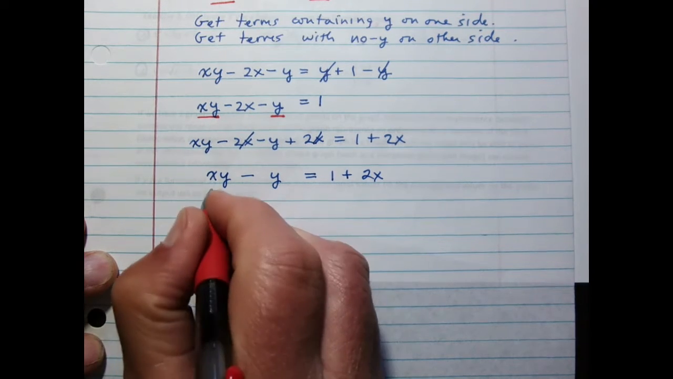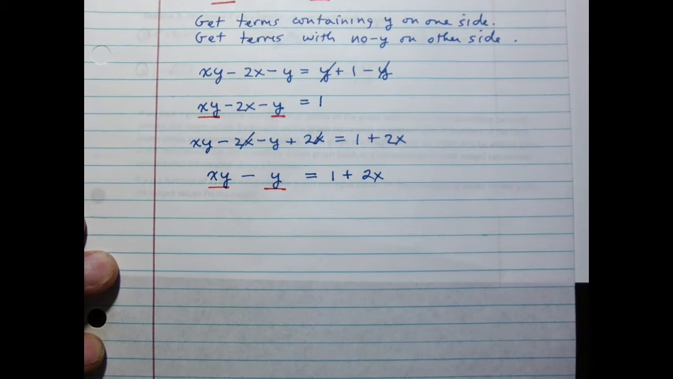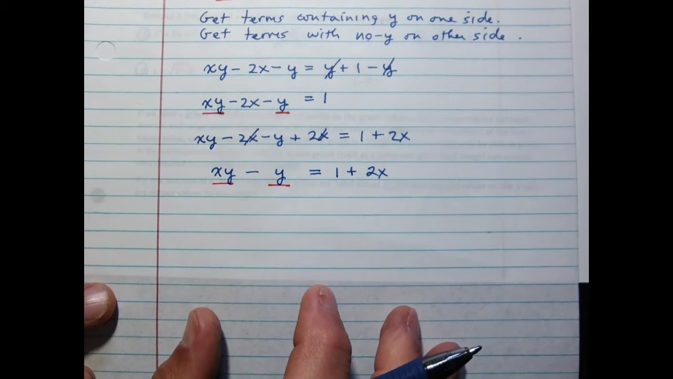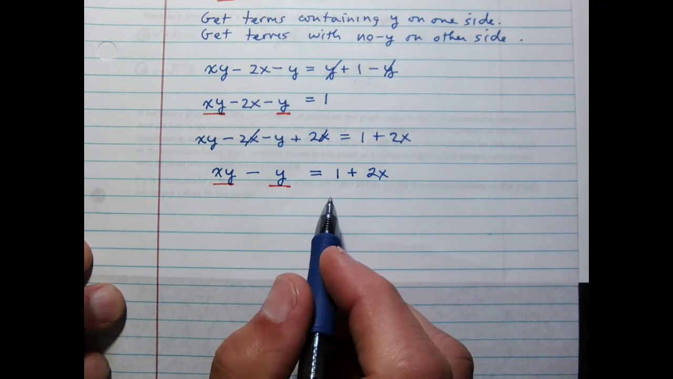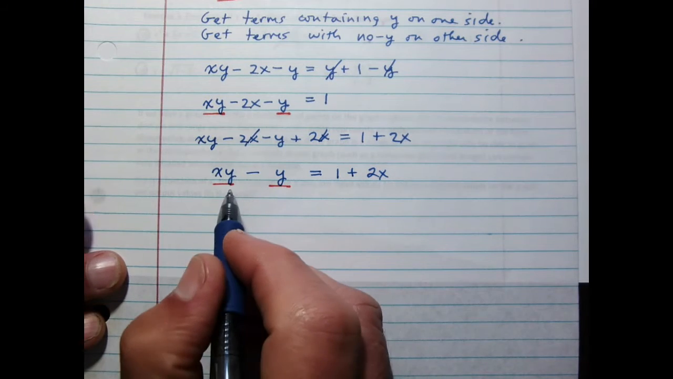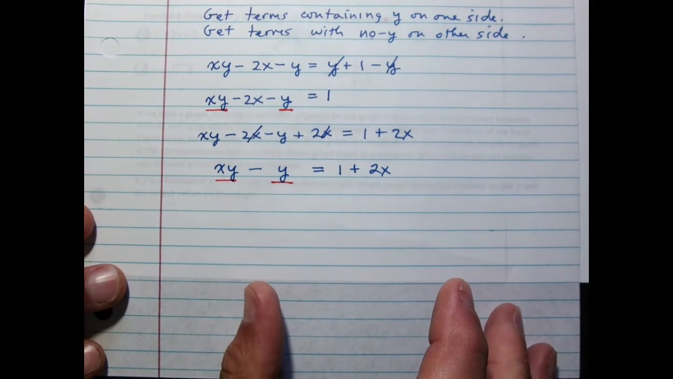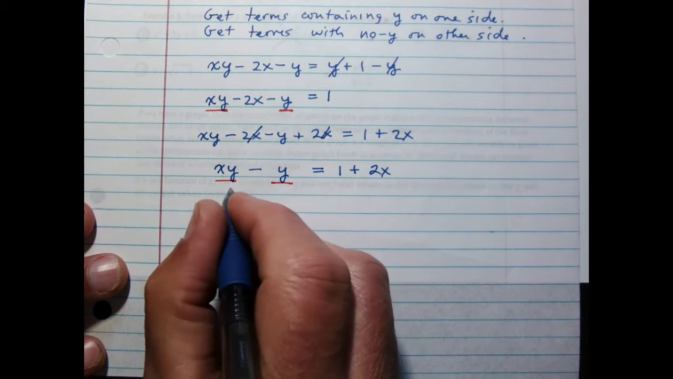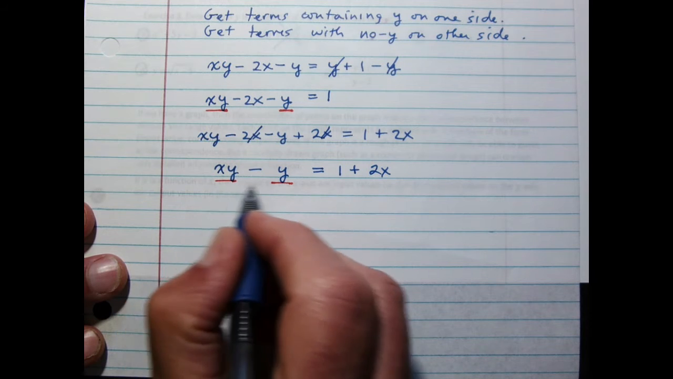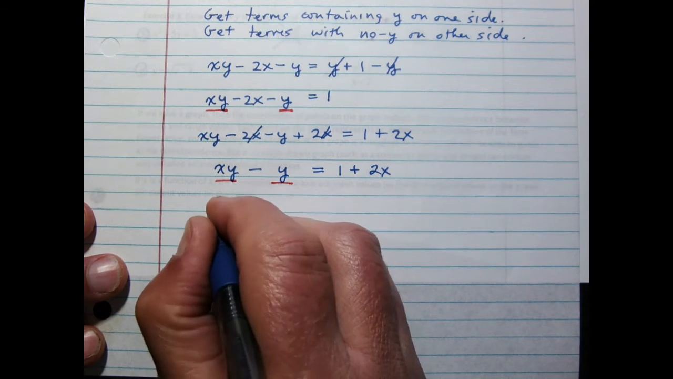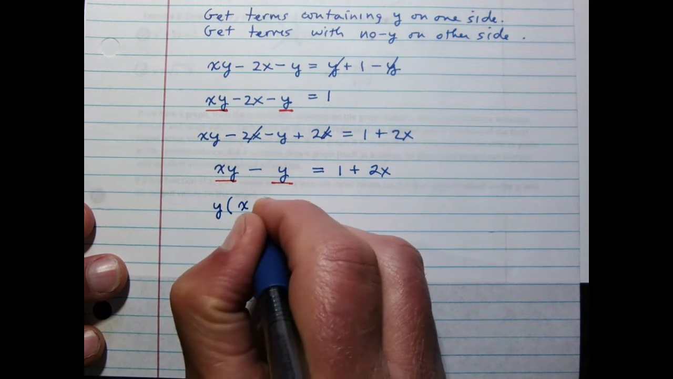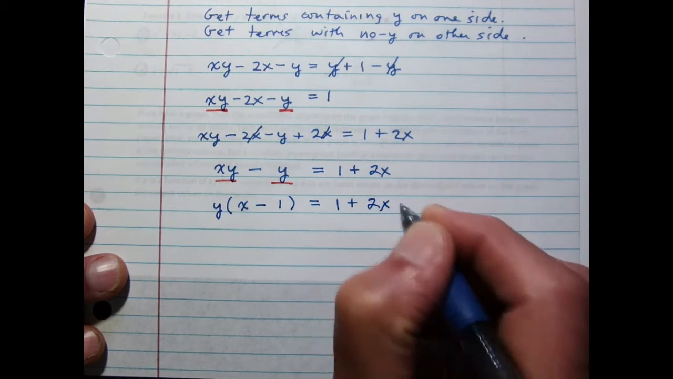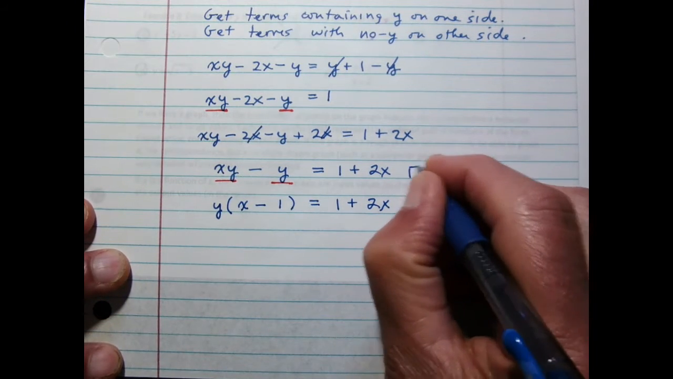Now I'm feeling good about the fact that I have these terms containing y on one side of the equation and terms without any y's on the other side. The reason I like this form is I can now apply one of the most powerful tools in algebra, and you probably take it for granted, but what we can do is factor out a y from this left-hand side. Factor out a common factor of y times x minus 1 in parentheses equals 1 plus 2x. So factor out y.